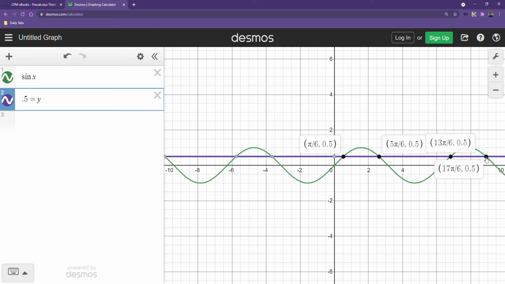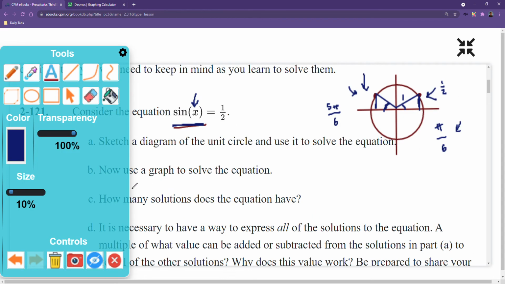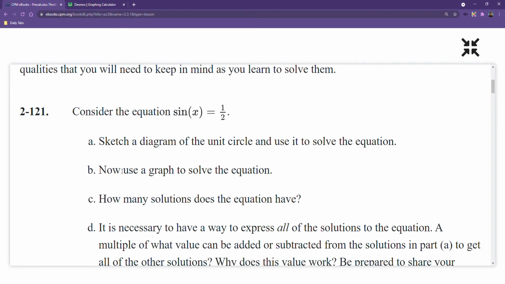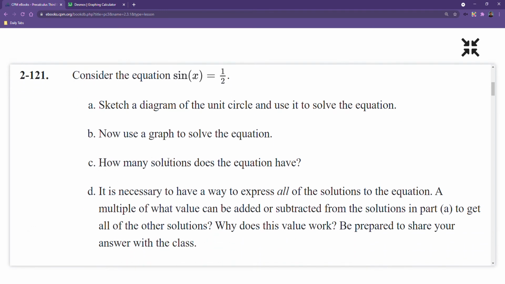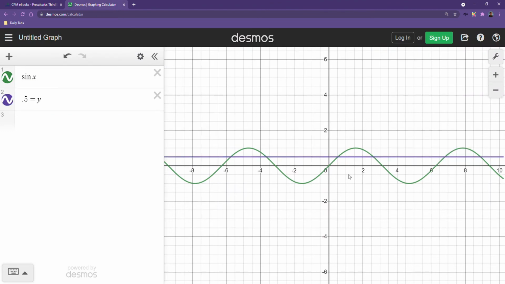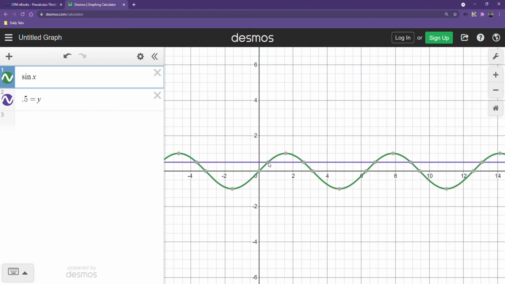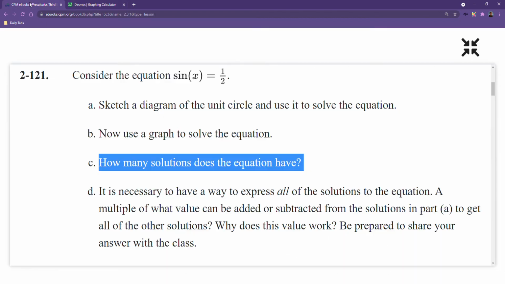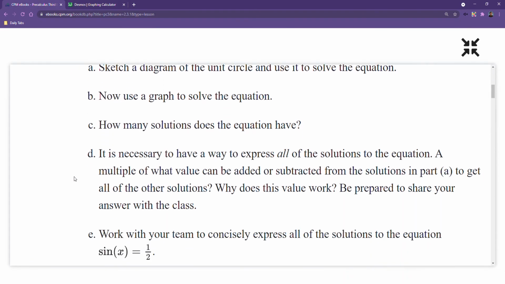Now what is happening, as you can see, is it intersects here, and then it intersects again over here and over there. Okay, so the next question of our problem says, how many solutions does the equation have? Well, looking at our graph over here, you can see it has the 2 that we figured out using the unit circle, but then it has more, and as you can guess, yes, it has infinitely many. So how many solutions does this have? It has infinitely many solutions.